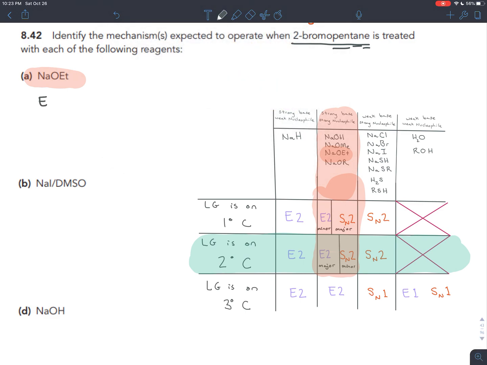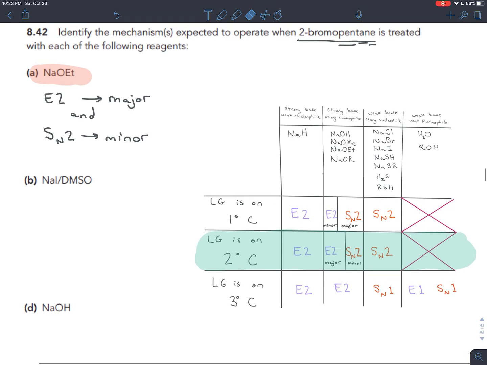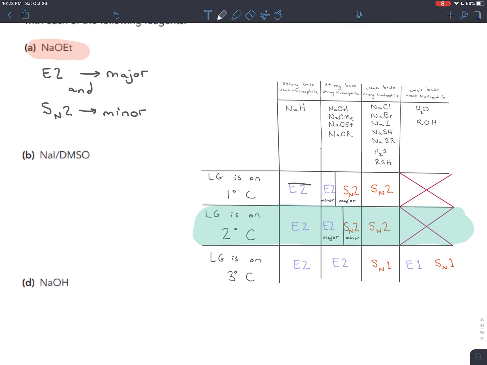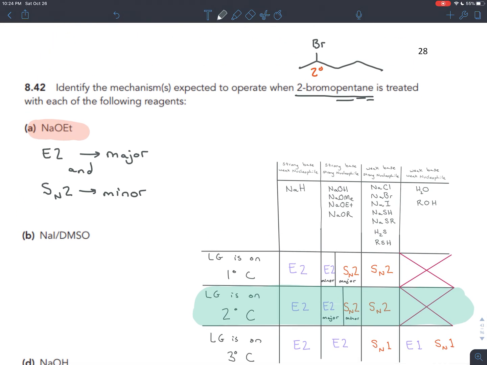You will get the E2 product, and that will be our major product. And we'll also get an SN2 product, and that would be our minor product. Now, this exercise isn't asking us to draw them, but just to identify the mechanisms we'd use. So that's that one. Now we're going to use 2-bromopentane for all of these reagents, and so we're going to stick with this row, where the leaving group is on a secondary carbon, just like it is in 2-bromopentane.